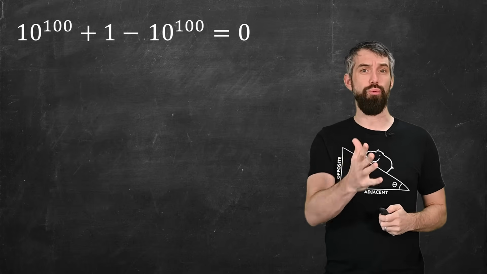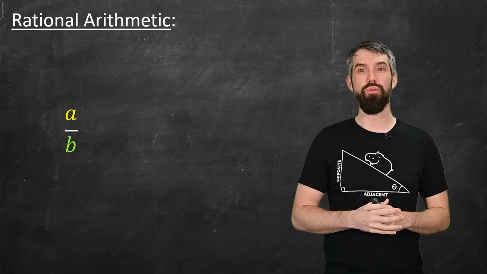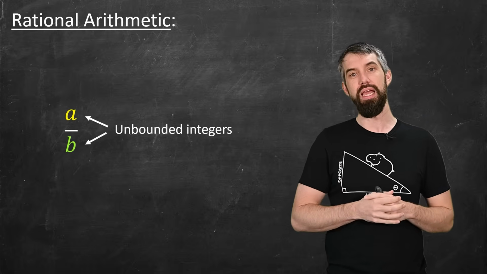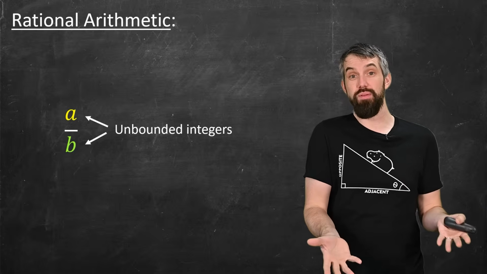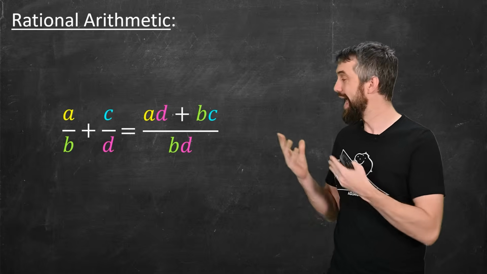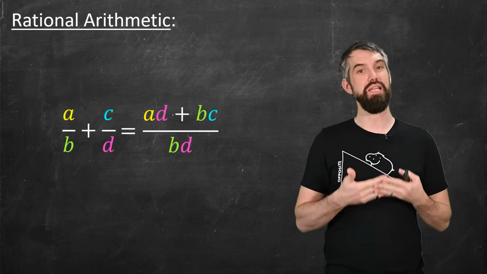First up, let's talk about rational numbers, numbers like a over b. Rational numbers are really great because I can just treat them as two unbounded integers that are as large as they need to be. I don't have to do any approximation when it comes to rational numbers. I can do things exactly. For example, let's suppose I want to add two rational numbers. Well, I find the lowest common denominator, the b times the d.